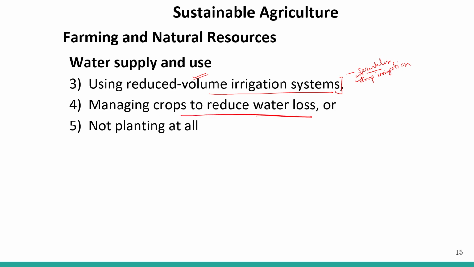We can manage our crops to reduce water loss, or not plant at all. If no water is there, do not plant in that area, because for planting also you will need some water, you will manage some water, and after some months of growing the crop, if no water is available, then the crop may die. So there is a lot of resource wastage. So at that particular time we must not plant, but we can manage our crop to reduce water loss.